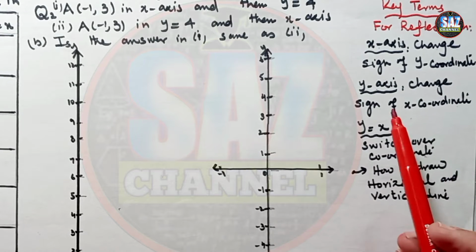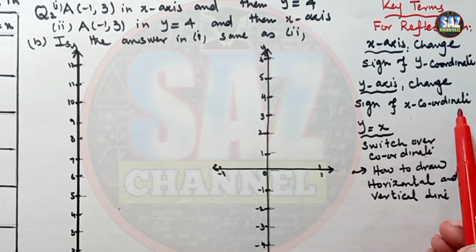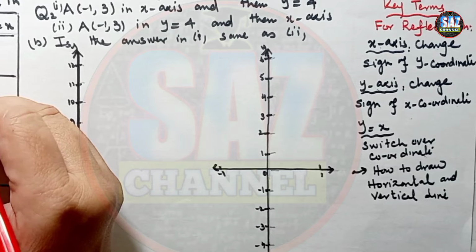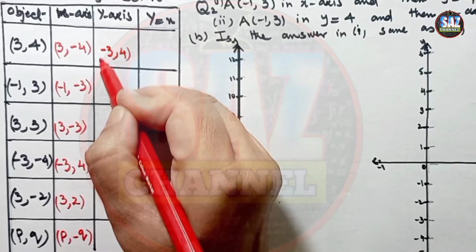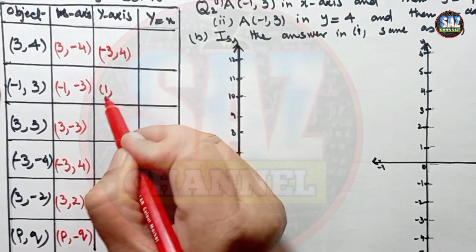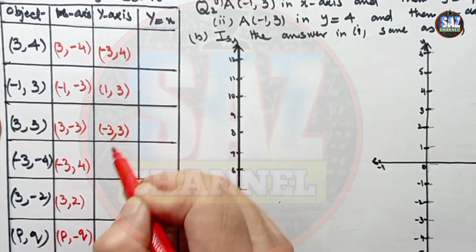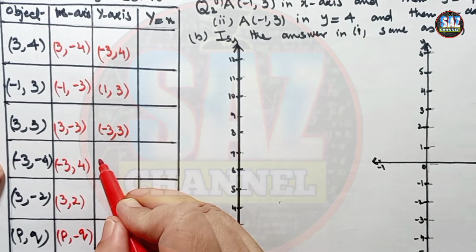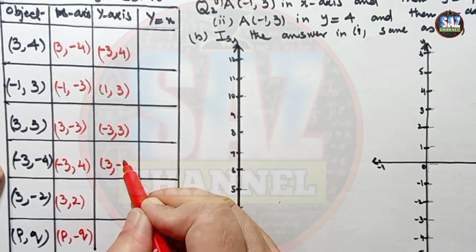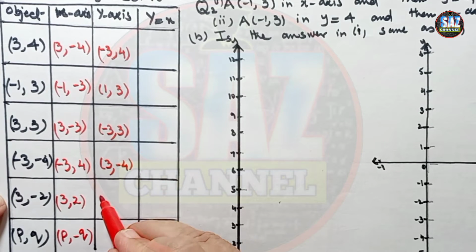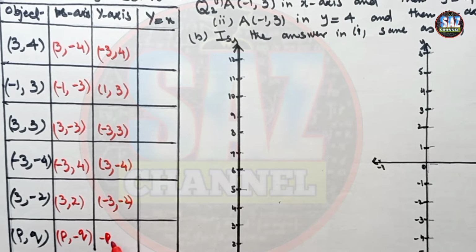For the reflection in the y-axis, change the sign of the x coordinate. So again I have to take the object and change the sign of the x coordinate. So it will become minus 3 and positive 4, positive 1 and positive 3, minus 3 and positive 3, and this was already negative, as I have to change the sign of the x coordinate. So it will become 3 and minus 4, and this is minus 3 and minus 2, and minus p and q.